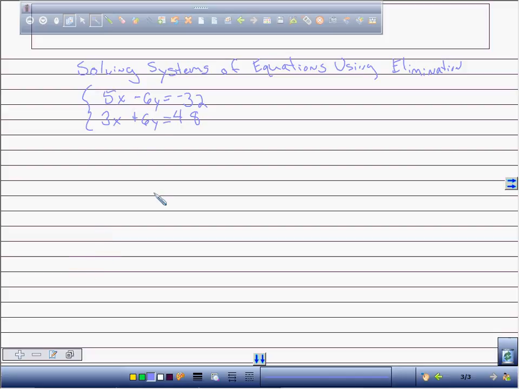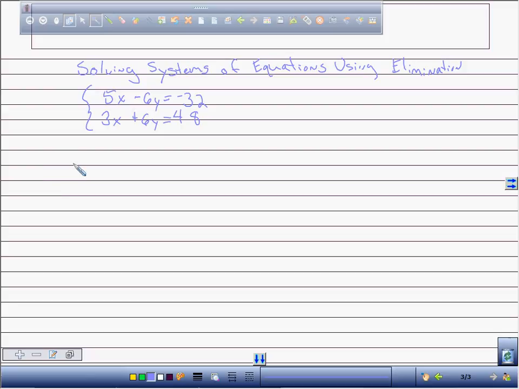You could solve this by graphing them and seeing where they cross. Or you could do it by substitution, but substitution would be really hard because you'd have to solve for y, and then take y or solve for x and plug it back into one of the other equations. But an easier, yes sir?